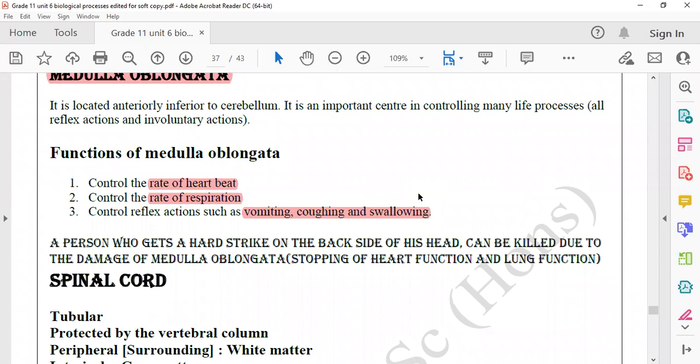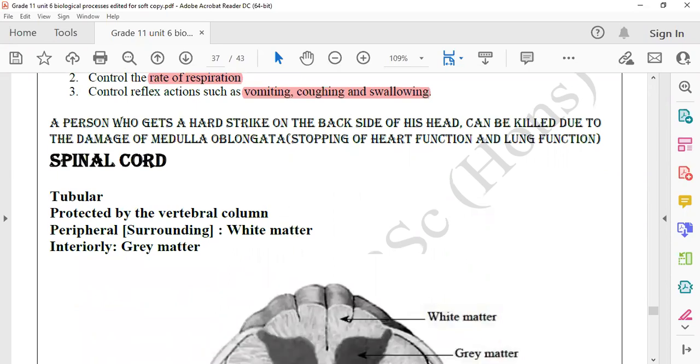That's why, if you run to a doctor saying the head has hardly struck a surface, the doctor's first question will be about vomiting. If no vomiting, the doctor will come to the idea that he is not in trouble, but we will keep him under monitoring. Understood? So that important is medulla oblongata. Is it clear for everyone? Yes, sir. From there, we are coming to the next heading. What is the heading?